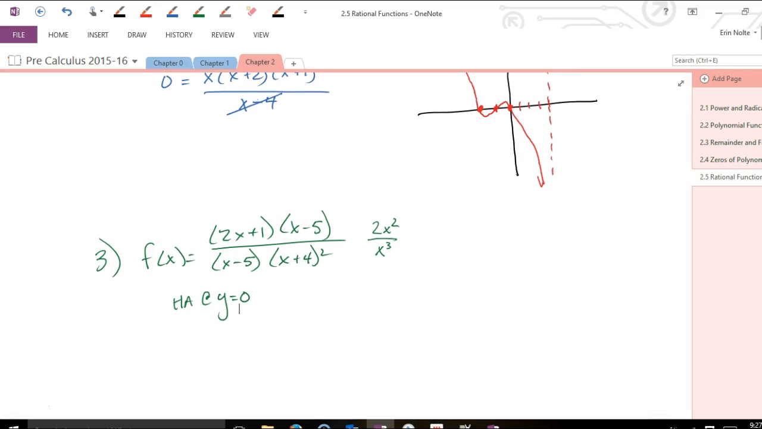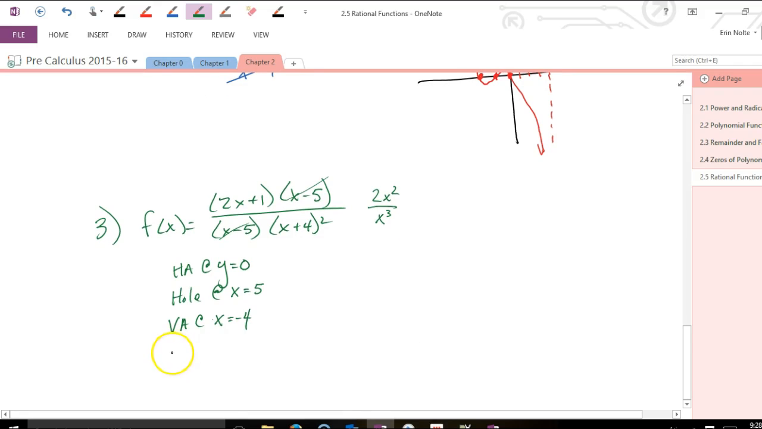For vertical, actually let's take a look at this particular piece. Hopefully you notice that there's an x minus 5 and an x minus 5 on the top. So that is where a hole is created. You can say there's a hole at x equals 5. The piece that's remaining is where we have a vertical asymptote. The value that would make this quantity 0 would be -4. So x equals -4.